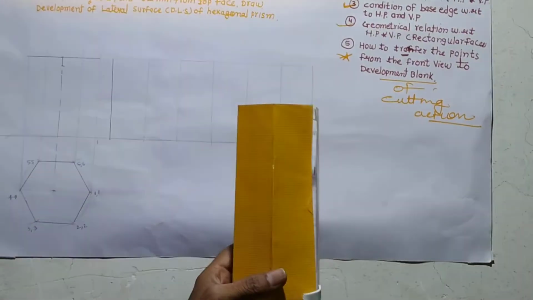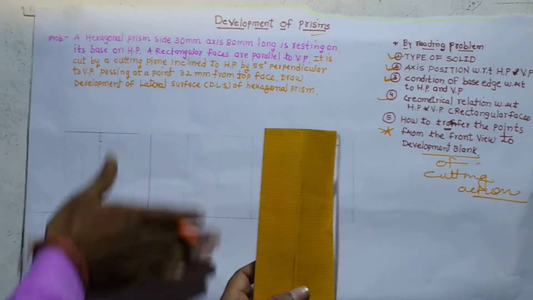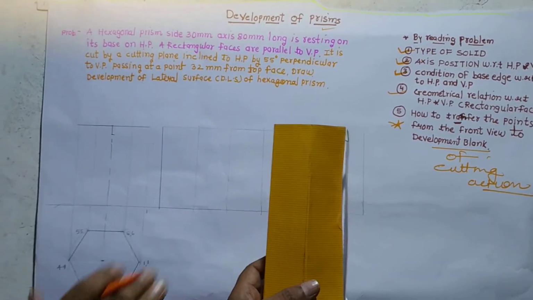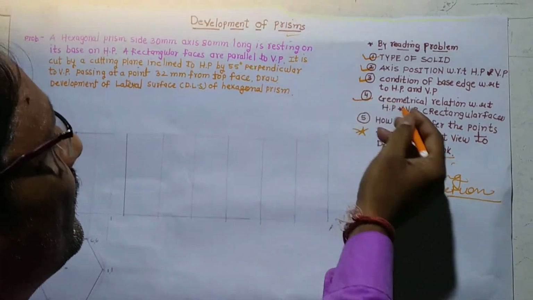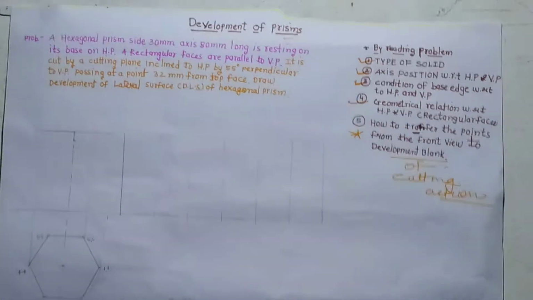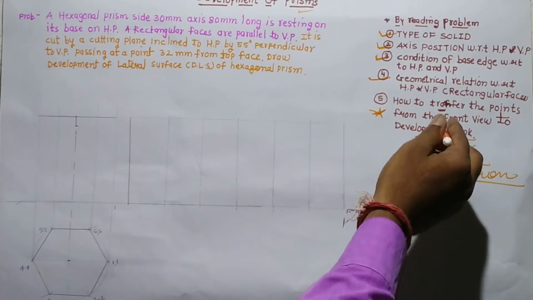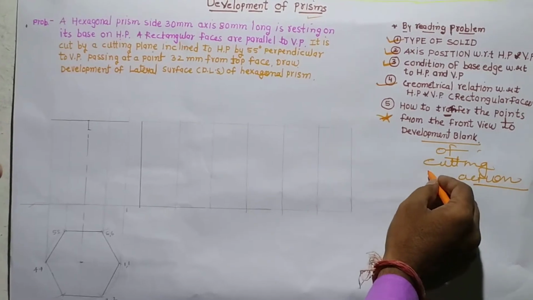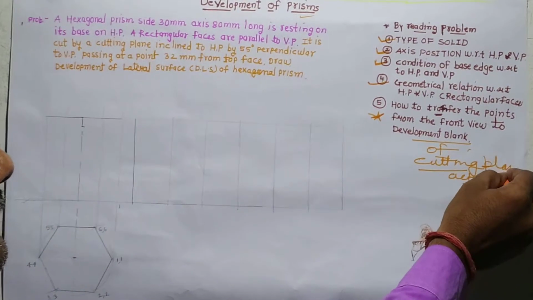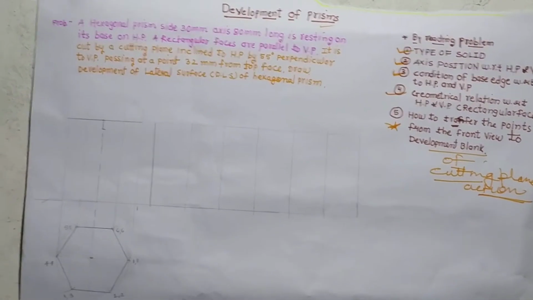Now if I put the hexagon in this fashion, this rectangular face is perpendicular to the vertical plane VP. That condition we have to take into consideration. This is the geometrical relation of rectangular faces with respect to HP and VP. Now here mainly we have to study how to transfer the points from the front view to the development of the blank, that is the cutting plane action that is transferred to the development.